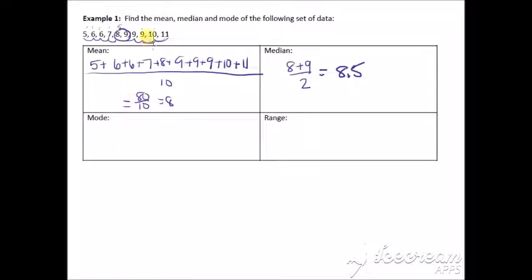Mode is the number that occurs the most. I think it's 6 occurs twice, and 9 occurs 3 times. So the mode is just 9. Okay, it occurs 3 times. Range is the biggest number minus the smallest number, and we get 6.